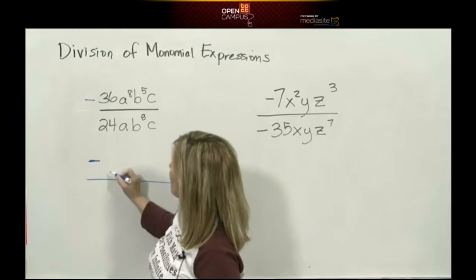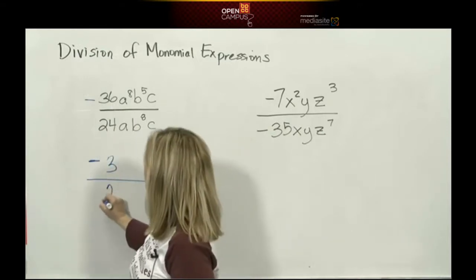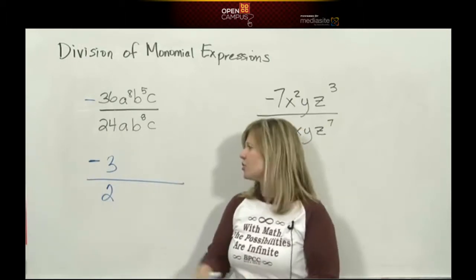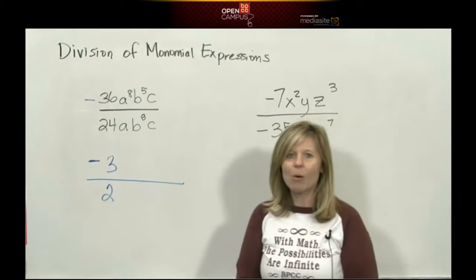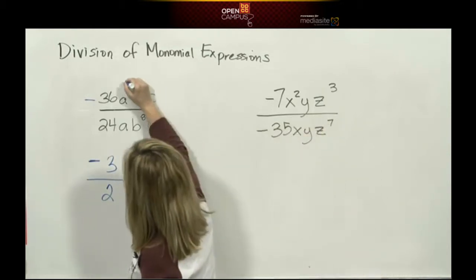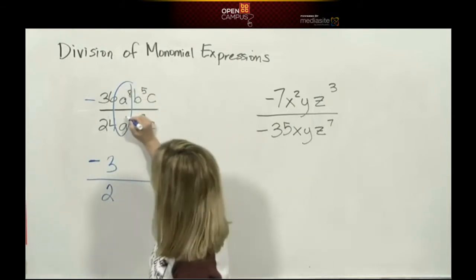So 36 divided by 12 is 3. 24 divided by 12 is 2. So 36 over 24 reduces to 3/2. Now we're going to divide our variables by finding our same bases. So here are our bases. We got a to the 8th divided by a, which is a to the 1st.